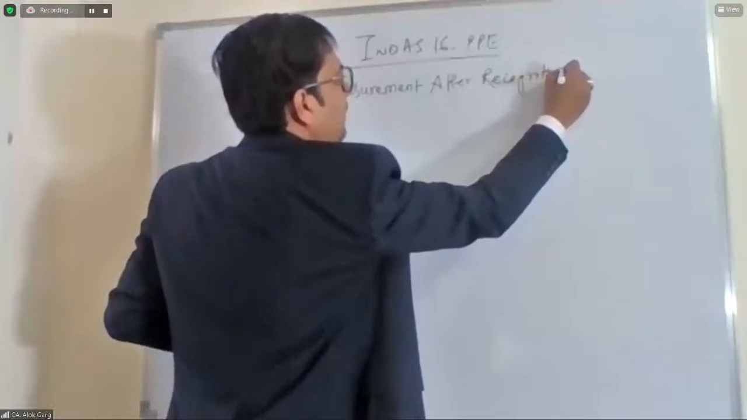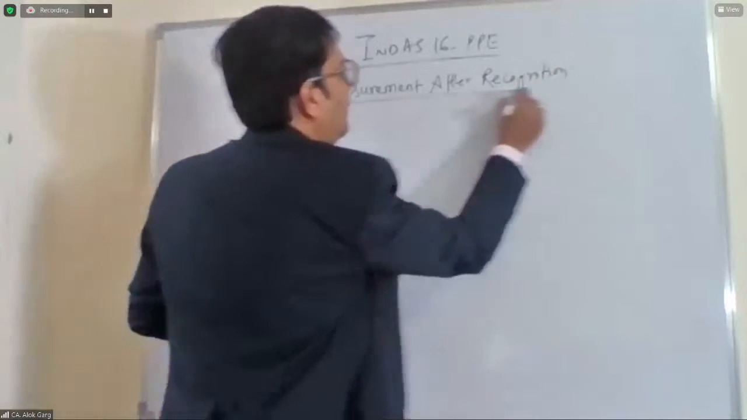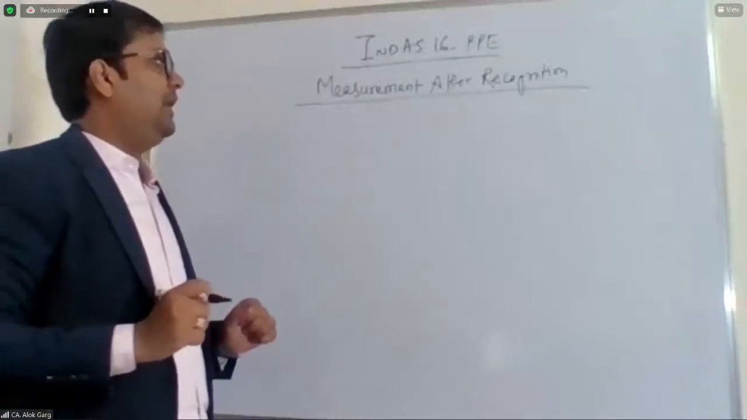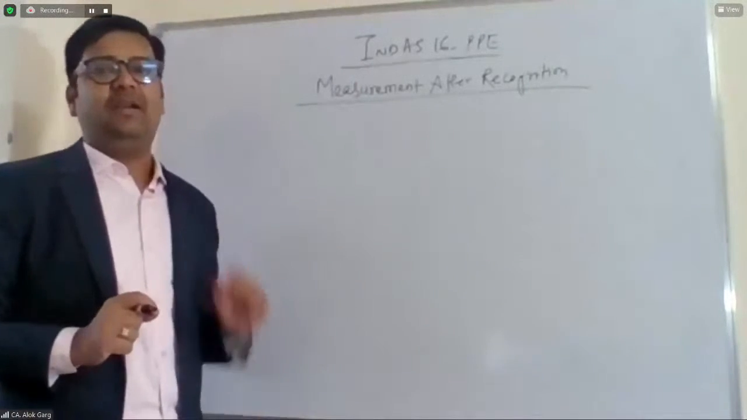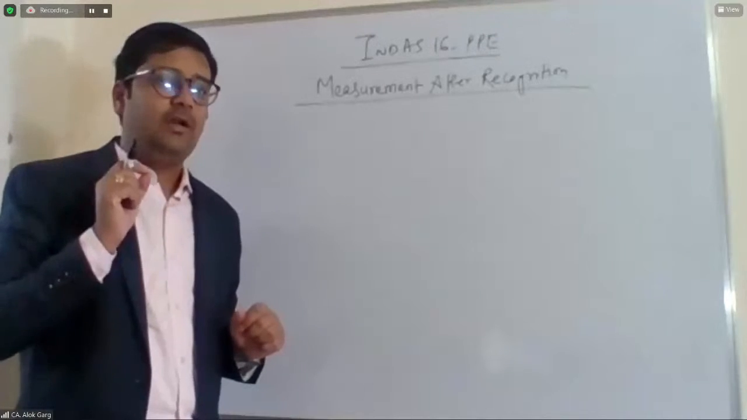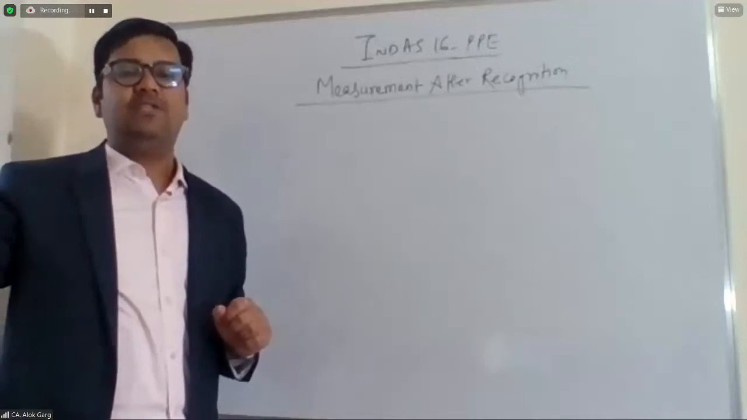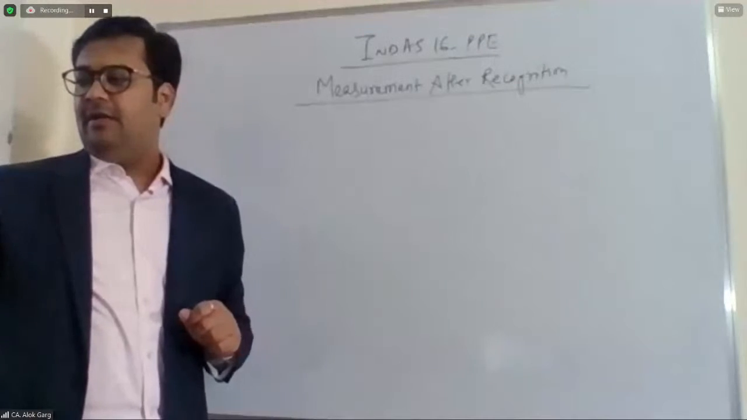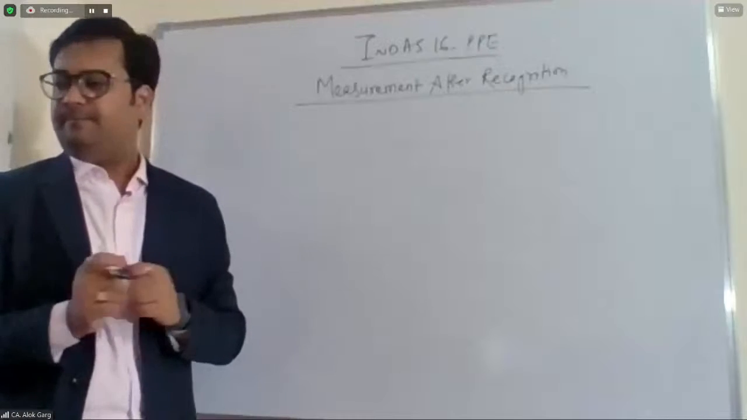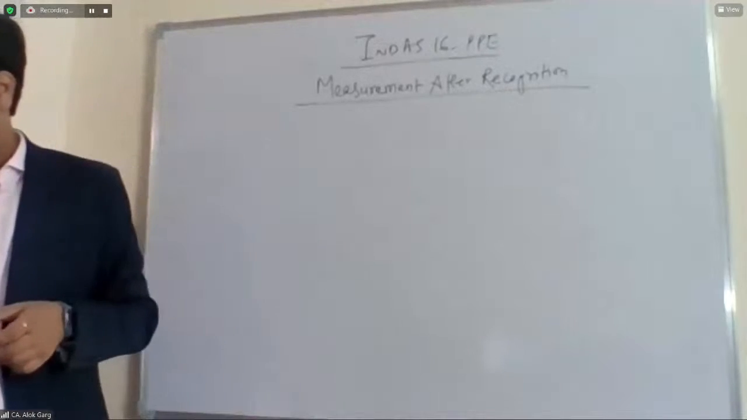For example, I have purchased a car on 7th December, that is today. It is known as initial recognition. And what will be the treatment of this particular car on 31st March 21, which is a reporting date, that will be known as measurement after recognition.